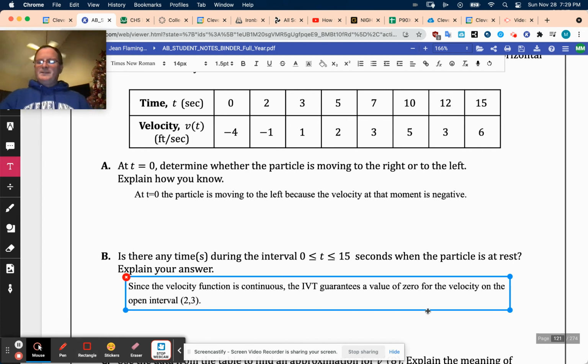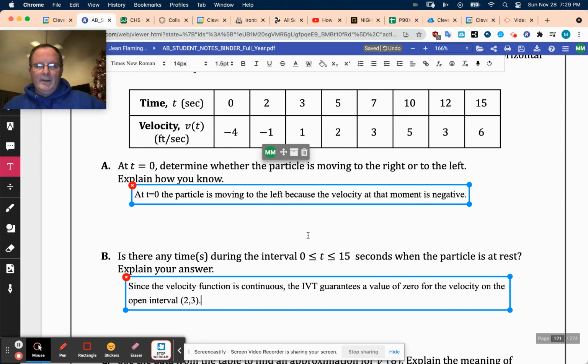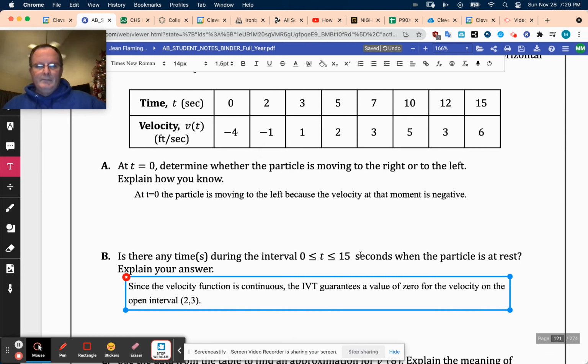Now, you wouldn't have to say the open interval part since I wrote between 2 and 3, or you could just write that out in words. Between time equals 2 and time equals 3, we're guaranteed to have a 0 because the velocity went from negative to positive on that interval. I think that's all that we need to say.